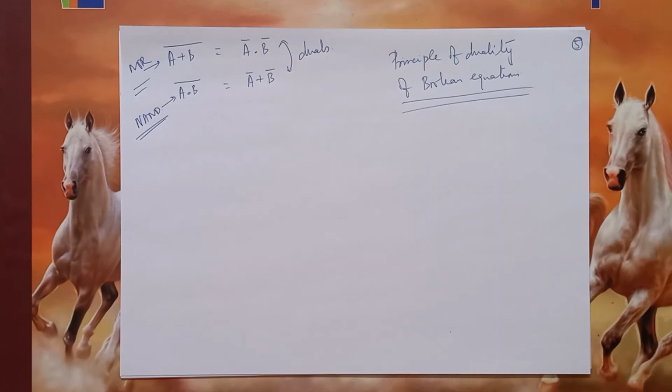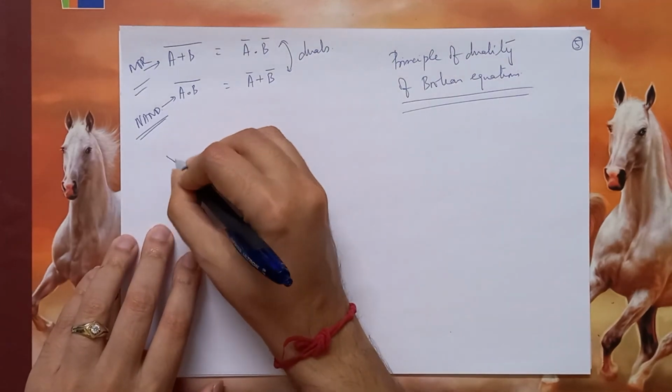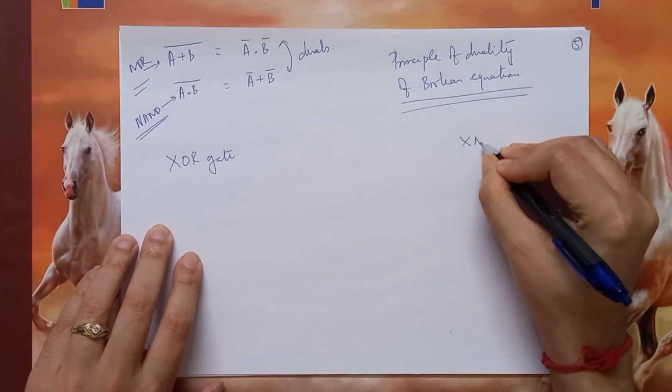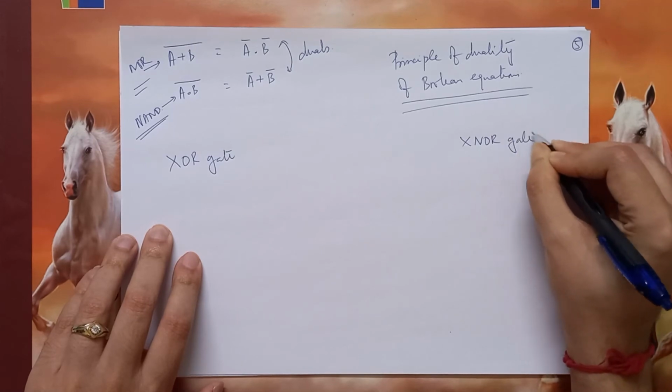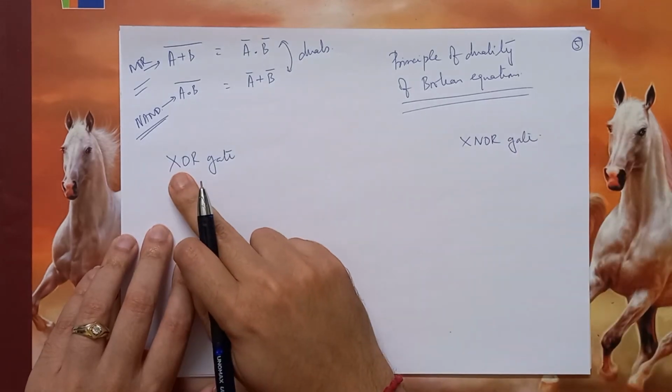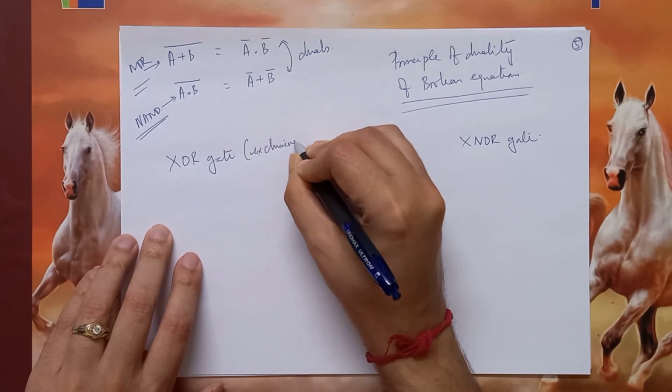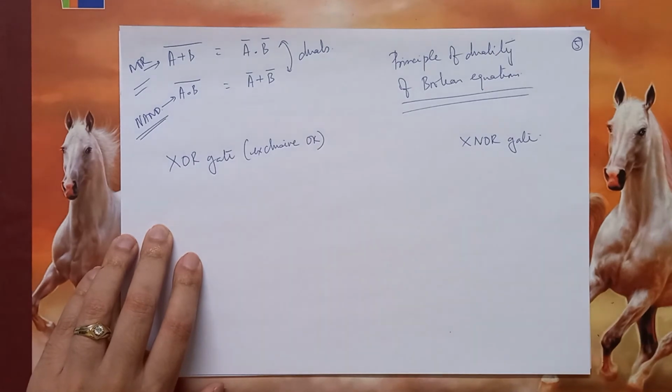Now there exist two more gates which are neither basic nor universal, but they have some interesting properties. So let us take a look at them. One of those gates is called an XOR gate. The other is called an XNOR gate. The XOR stands for exclusive OR, and XNOR stands for exclusive NOR.